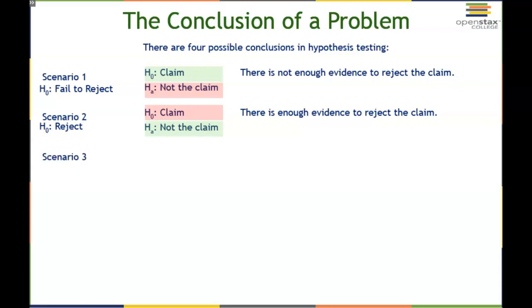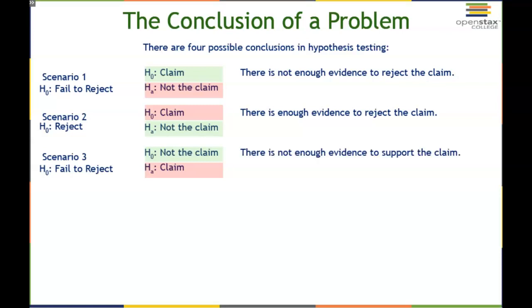For scenario 3, let's go ahead and fail to reject H0. But in this case, H0 was not our claim. HA is our claim. The problem is, because only one of these things can happen at a time and we're not rejecting H0, that means H0 is good. And that means our claim is bad. There's not enough evidence to support our claim because we didn't rule out H0.